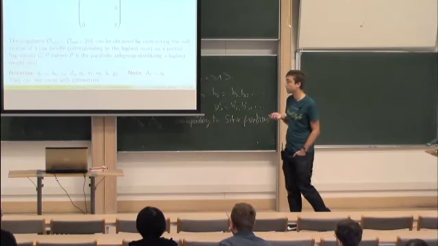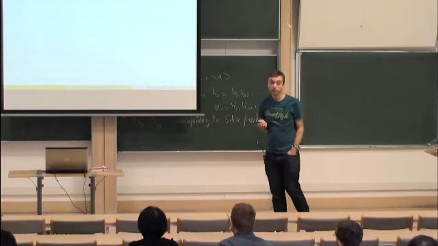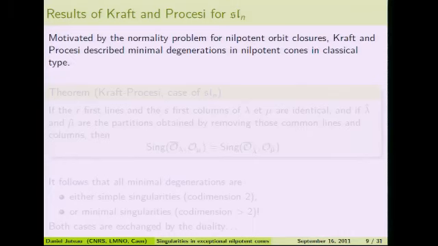And they can also come with symmetries. So I will just say a few words about Kraft and Procesi's results. For SL_N, it's easy to explain. Their motivation was a normality problem for nilpotent orbit closures, and so they describe minimal degenerations for classical types.